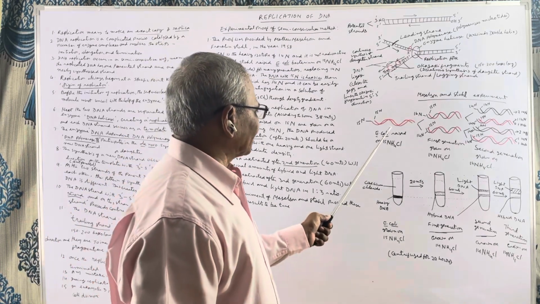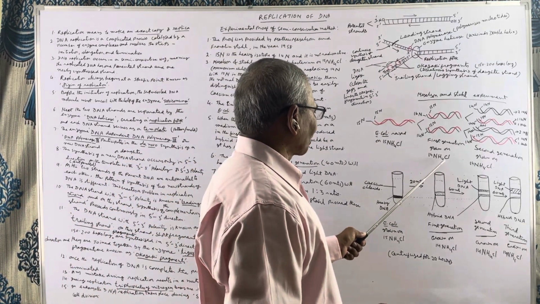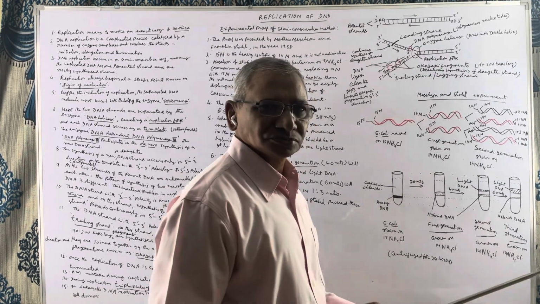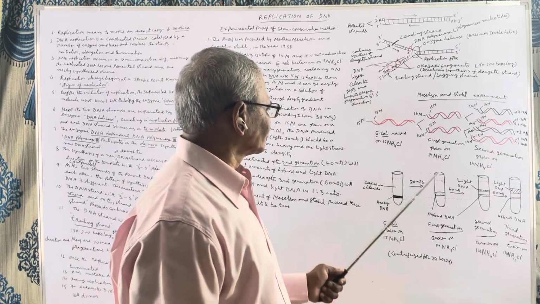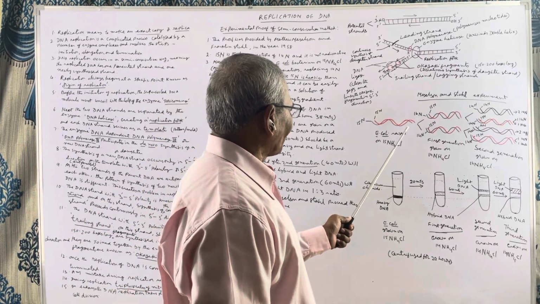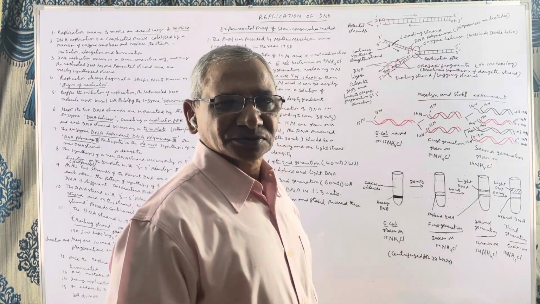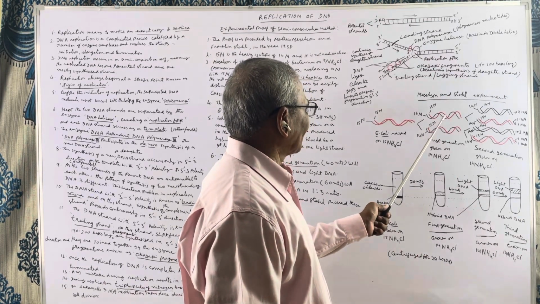Then they selected these E. coli and raised them on ammonium chloride having 14N. This is normal or lighter ammonium chloride having 14N. So the time taken for replication is 20 minutes. After 20 minutes, they isolated the DNA and studied it.